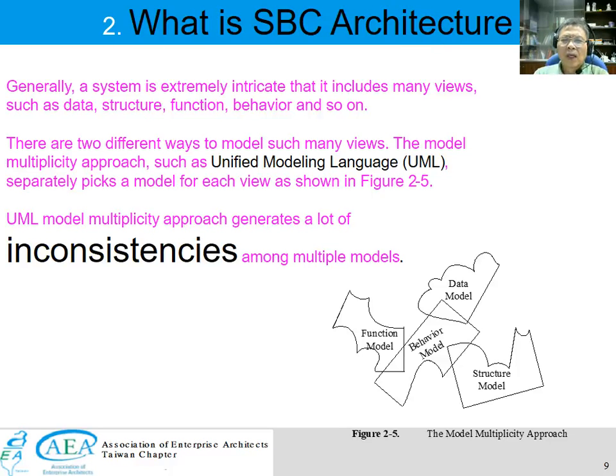Chapter 2. What is SBC architecture? In general, a system is very complex and includes many views. There are 2 different ways to model such many views. The first one is called the model multiplicity approach. Such as UML, it will separately pick a model for each view, as shown in Figure 2-5. The UML model multiplicity approach will generally allow inconsistency among these multiple models.